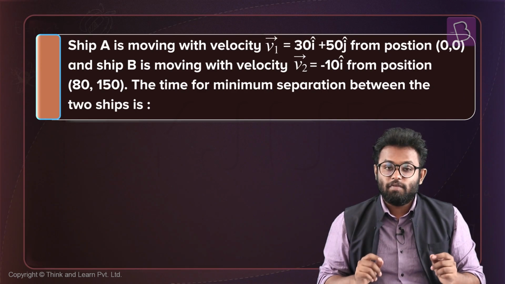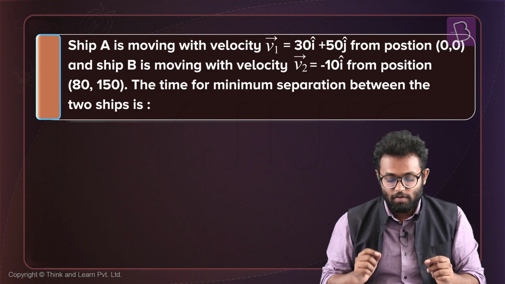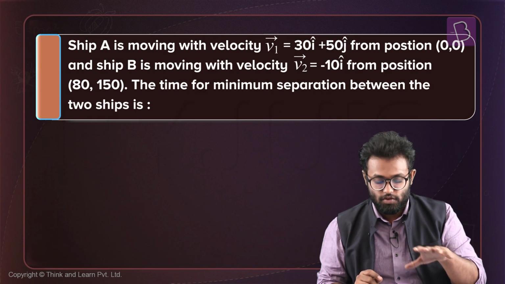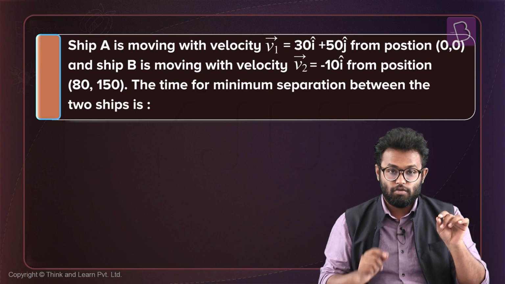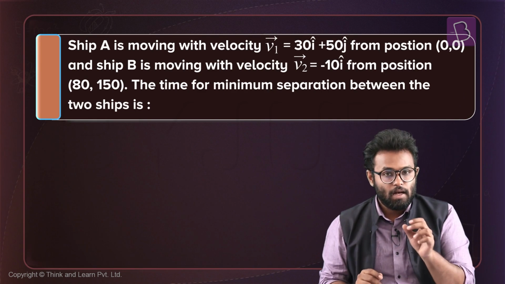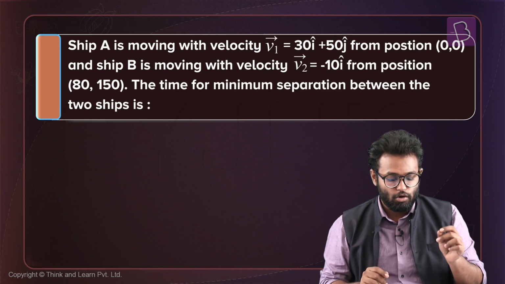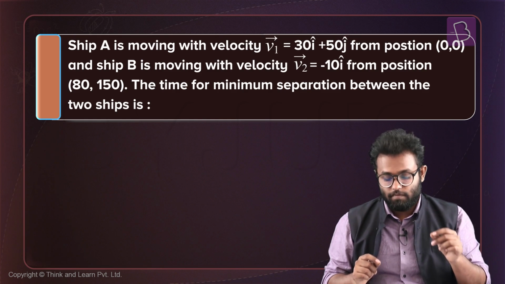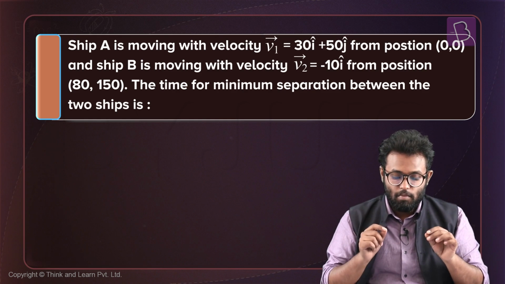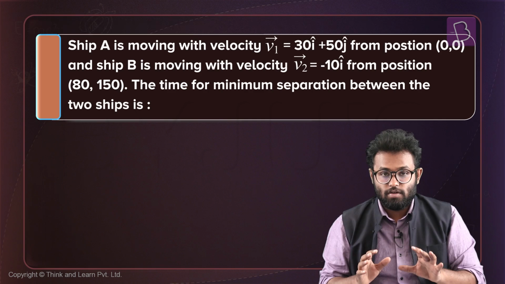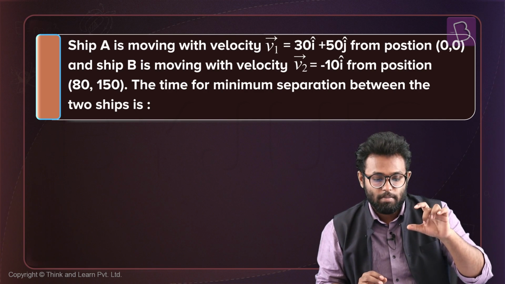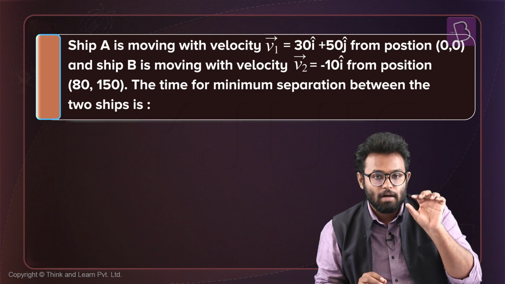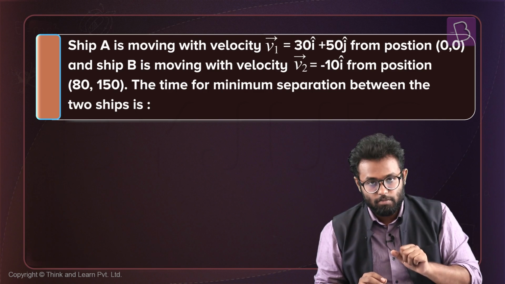In this problem here, we have a ship A which is moving with a velocity of 30 i cap plus 50 j cap from the position 0, 0, that's the origin. And there's another ship B which is moving with a velocity of minus 10 i cap from a position of 80, 150. Now the time of minimum separation is, after how much time would these two ships be at the minimum of their separation. Okay, let's try this problem.